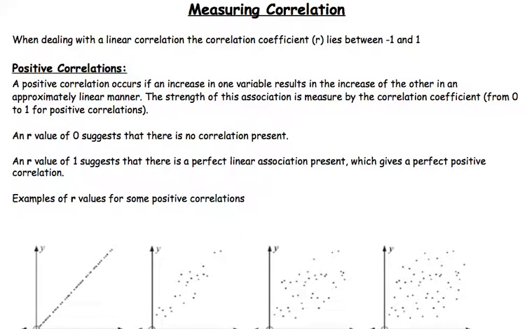When you deal with linear correlation, there's a correlation coefficient. What I want you to write down is this. Linear correlation, the correlation coefficient R, lies between the values -1 and 1.